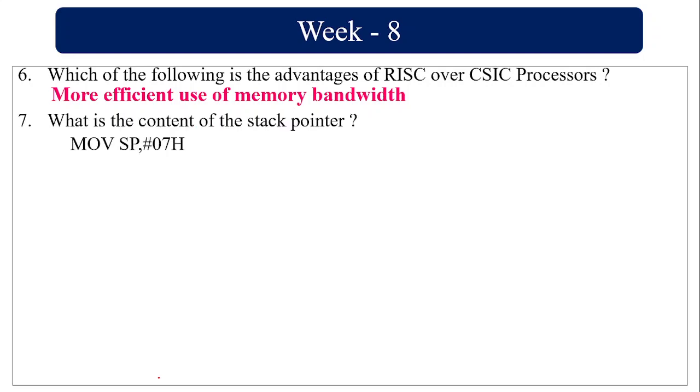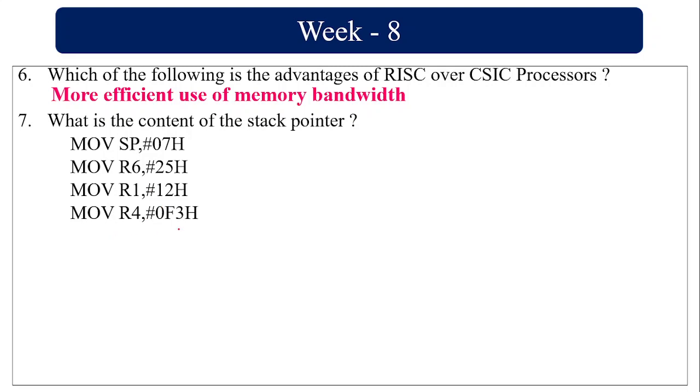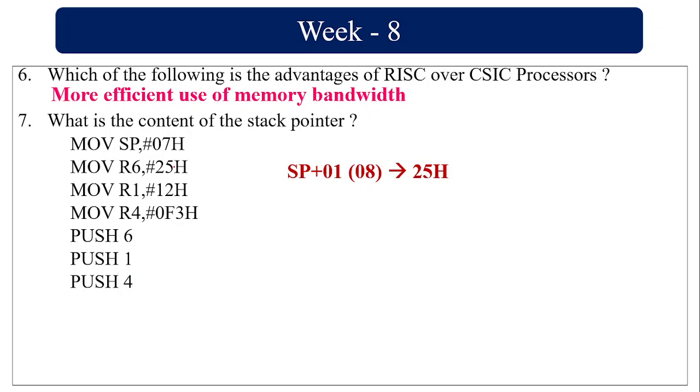What is the content of your stack pointer? So here they have given SP as 07, move R6, 25, move R1, 12, move R4, 0F3H. So push 6. You can write push R6 instead of that. You can write it as push 6, push 1, and push 4. So here the initial value of your stack pointer is 07.